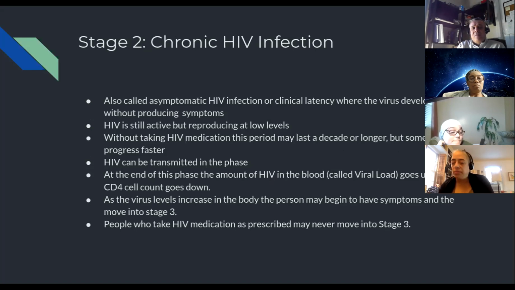Stage 2 is considered chronic HIV infection. It's also called asymptomatic HIV infection or clinical latency. It's where the virus develops without producing any symptoms. The HIV is still active, but it reproduces at low levels. Without taking medication, this period may last a decade or longer, but the virus may progress faster. HIV can be transmitted in this phase as well. At the end of the phase, the amount of HIV in the blood, which is called the viral load, goes up and the CD4 positive cell count goes down. As the virus level increases, the body may begin to have symptoms and they move into stage 3.